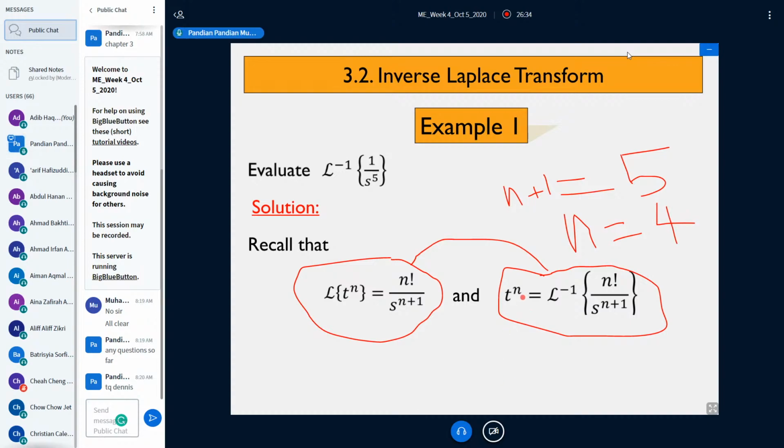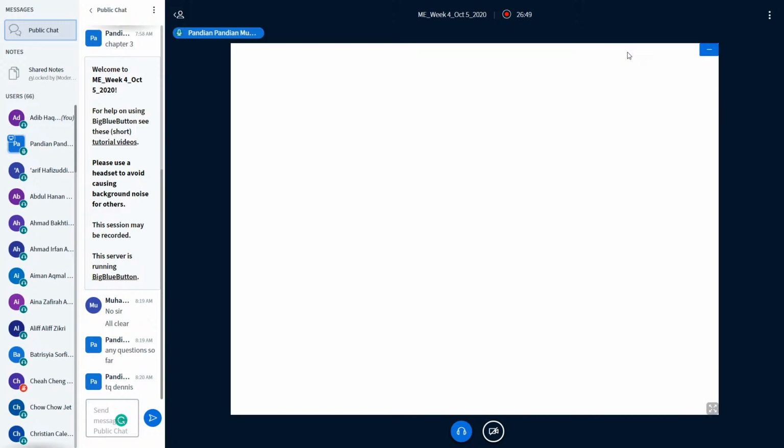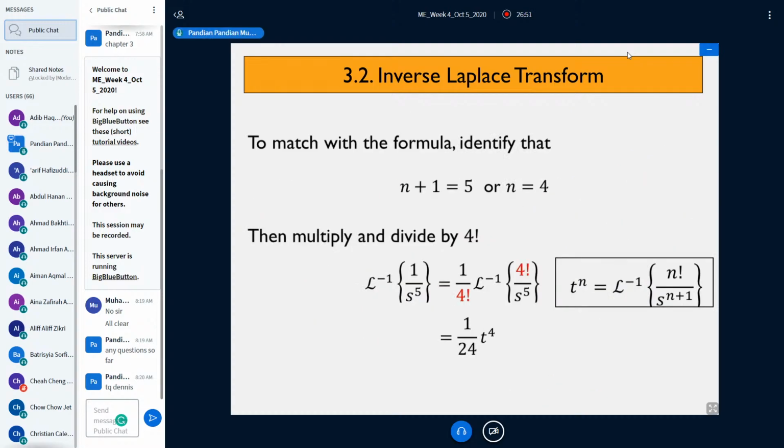So you substitute t power 4. The answer is t power 4, but here we have 4 factorial divided by s power 5, and there is no 4 factorial here. So how do we do that? You watch the next slide. This is the way to do it correctly. The key point is to match with the formula.